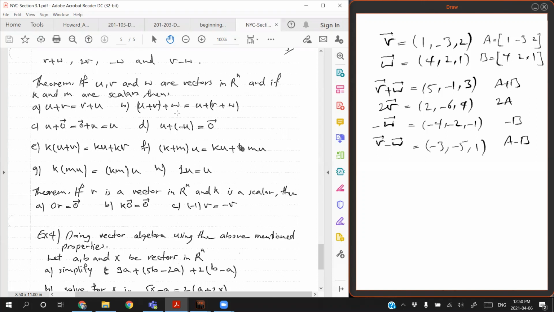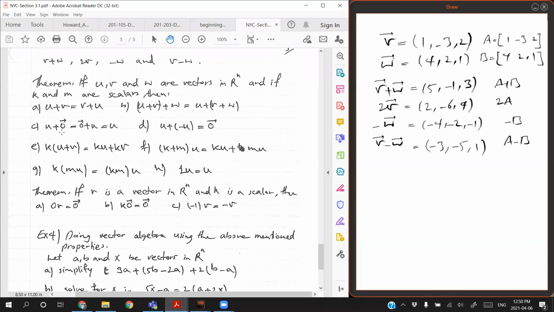u plus v plus w, if you do the u plus v first, if you prioritize that by putting that inside brackets, or if you do v plus w first, they're going to be the same. So it doesn't matter whether you associate these two or associate these two, you're going to get the same answer. That's called the associative property of addition.